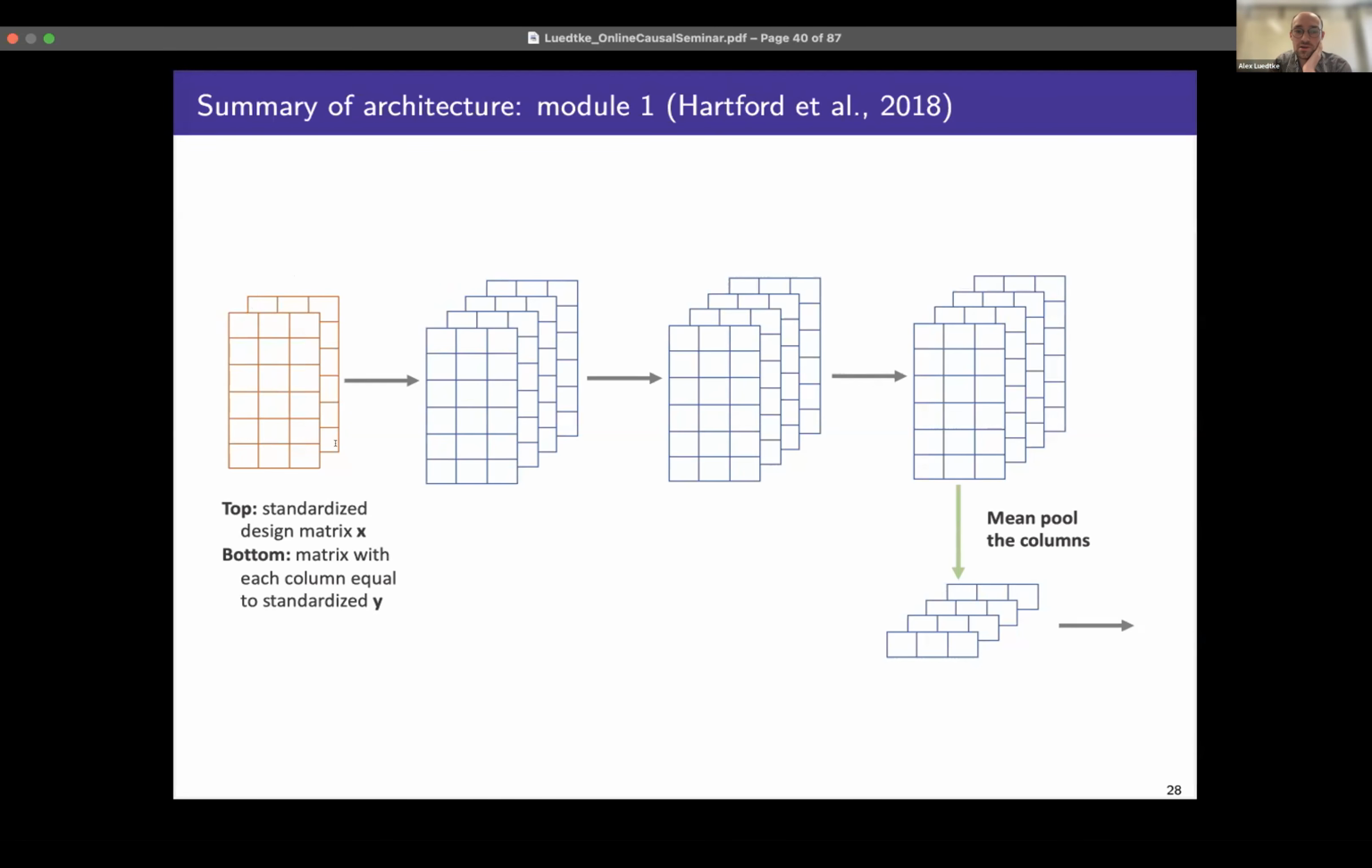Here I have a whole matrix. So what I do is I just repeat the outcome vector in the 3 columns of this matrix. This just makes it easier to use existing neural network layers that satisfy equivariance properties. So I input my design matrix and my outcomes as these 2 matrices.